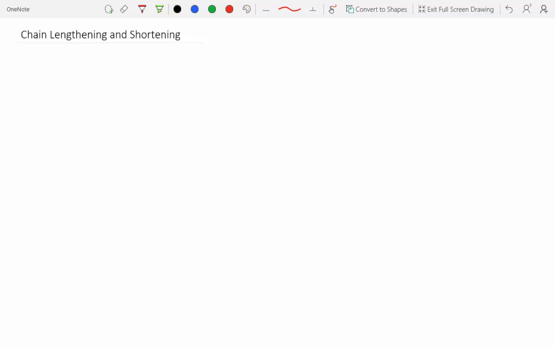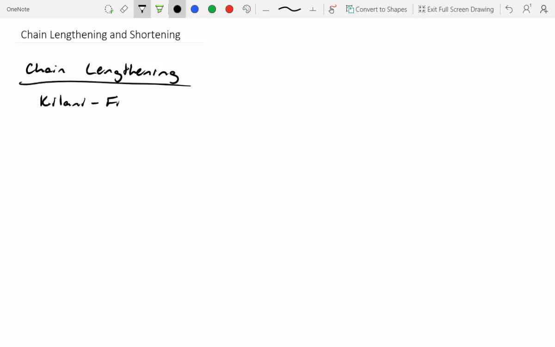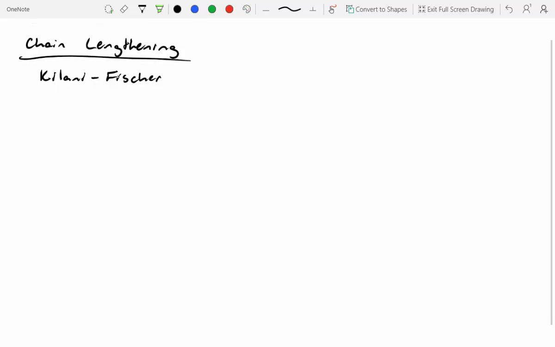These are pretty old school reactions. Not a lot of people use them anymore, but you'll see these on Sapling. The first one involves chain lengthening. This is referred to as a Kiliani-Fischer synthesis. Fischer was one of the first to describe carbohydrates in fine detail, and he invented a lot of new chemistry in the process. But let's take a look at the reaction.